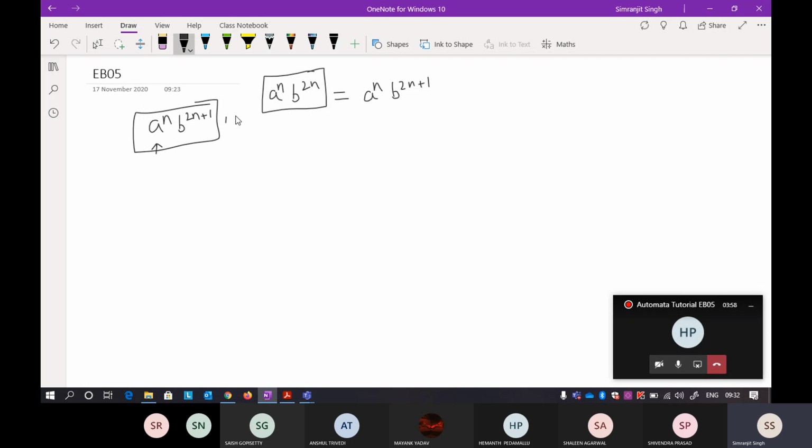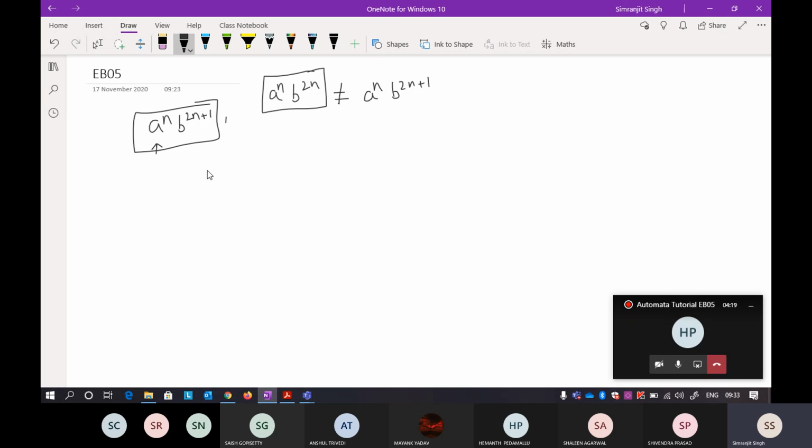Always try to check the strings. If the strings that are not supposed to get accepted in the language are getting accepted, then your pushdown automata is not correct. Based on that, I cannot say that a raised to power n b raised to power 2n is equal to a raised to power n b raised to power 2n plus 1. They are totally different things.